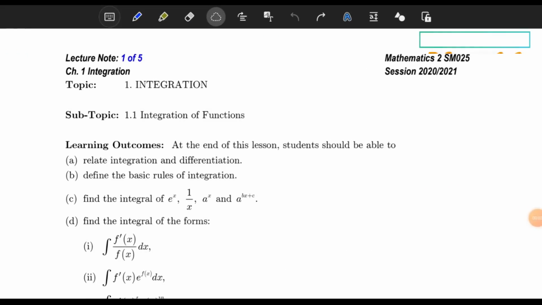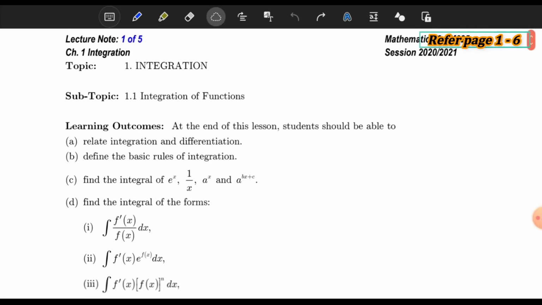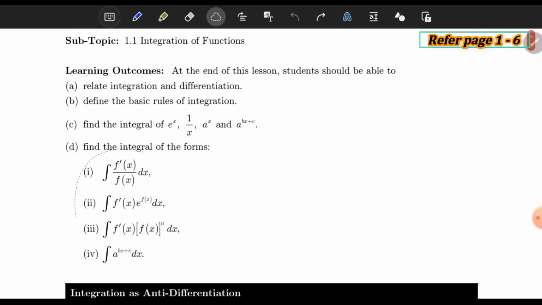Chapter 1 Integration. Subtopic 1.1 Integration of Functions. At the end of this lesson, students should be able to relate integration and differentiation, define the basic rules of integration, find the integral of e to the power of x, 1 over x, a power of x, and a power of bx plus c, and find the integral of the forms given.